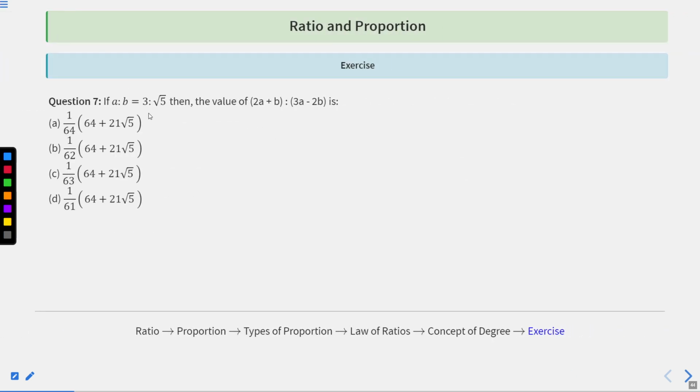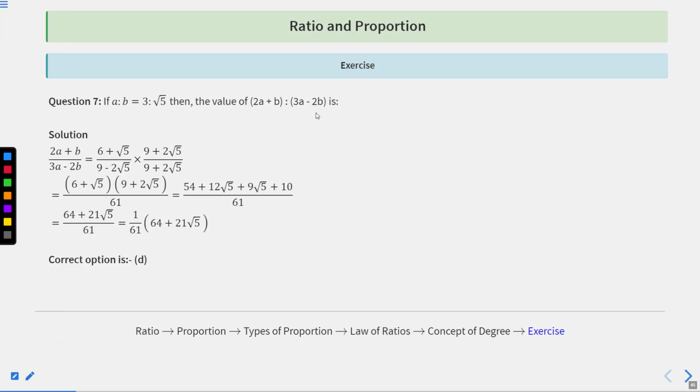If A is to B equal to 3 is to root 5, then the value of 2A plus B is to 3A minus 2B. So 2A plus B upon 3A minus 2B is equal to 6 plus root 5 upon 9 minus 2 root 5, into 9 plus 2 root 5 upon 9 plus 2 root 5.